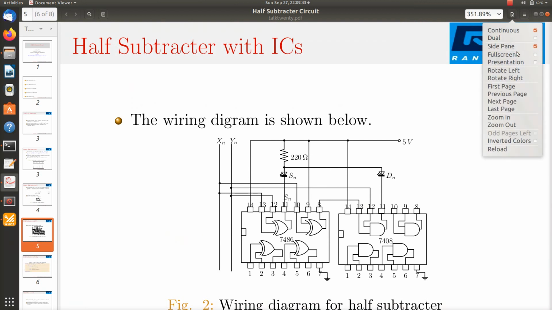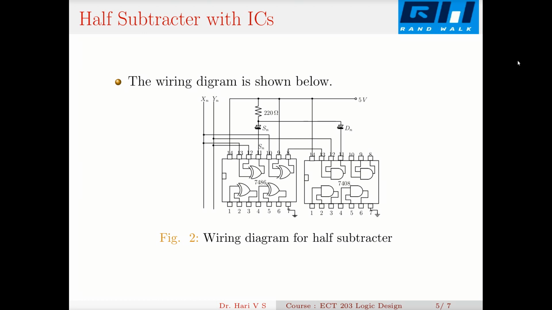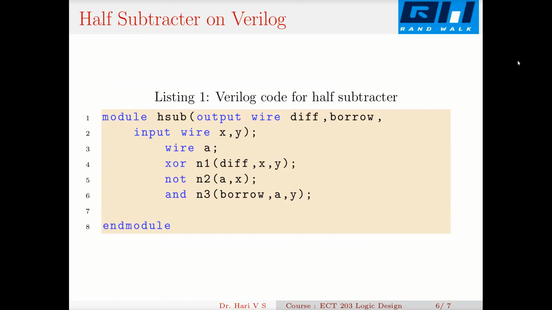Now the third method of implementation is using Verilog. This is pretty straightforward. You must be familiar with Verilog coding. Now I start with a module, some half subtractor, some name. Outputs are wires difference and borrow, and the input wires are X and Y. I put an internal net wire A because I need an inverter, so I need an internal net.